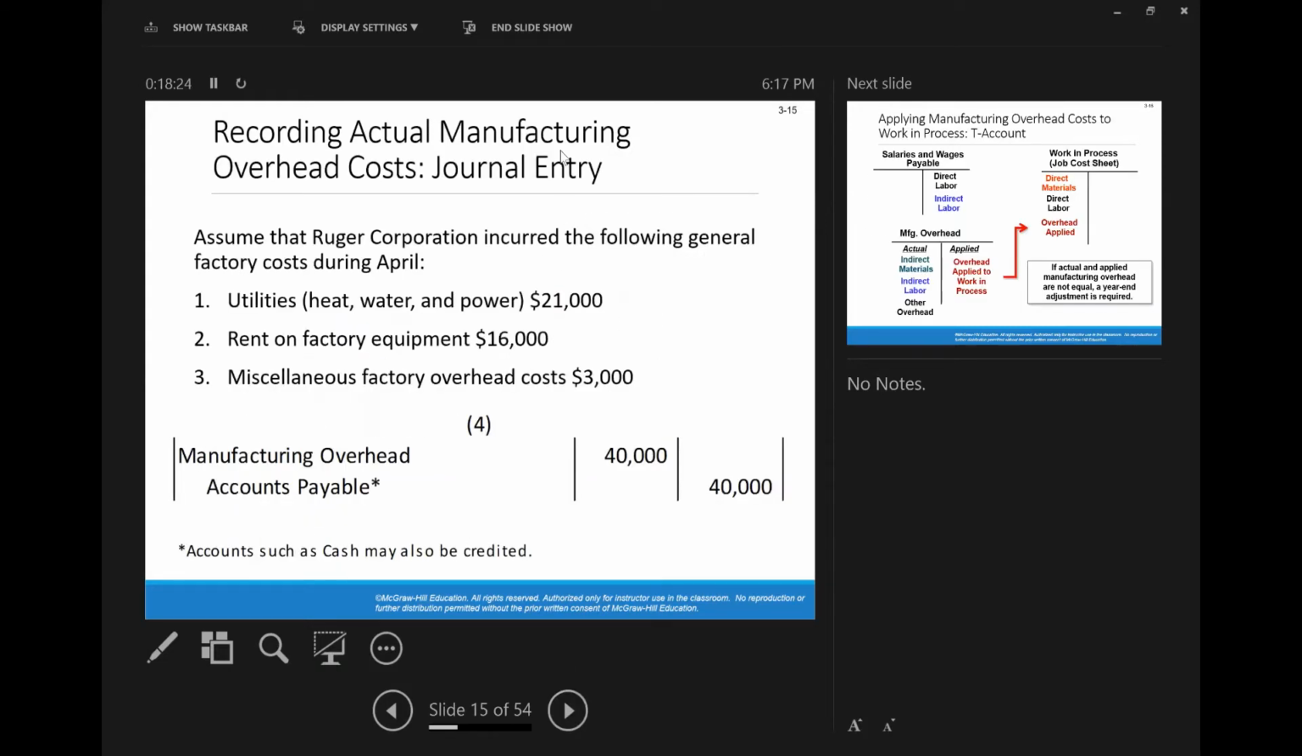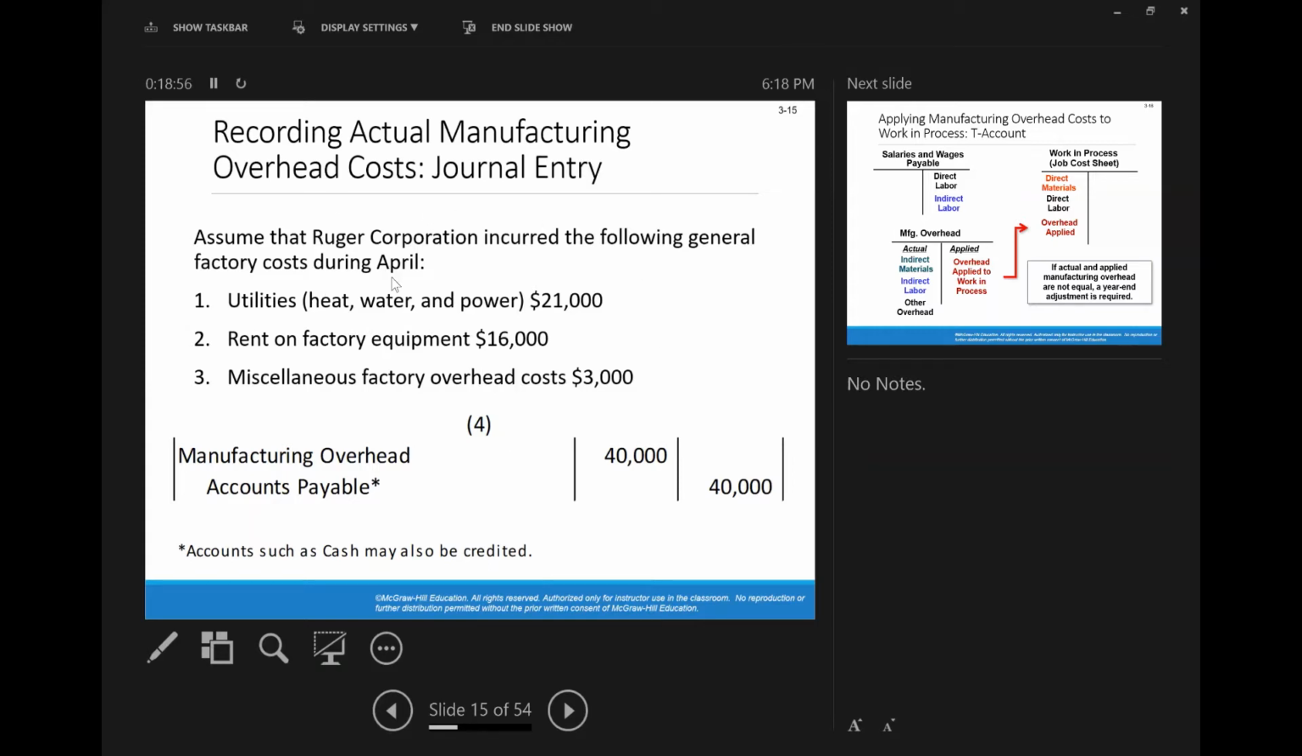Okay, so here's the other. Assume that Rugger Corporation incurred the following general factory costs during April. We had utilities of 21,000, rent on factory equipment, 16,000, miscellaneous factory overhead costs of 3,000. So these costs are all our overhead costs. The overhead cost has that indirect material, indirect labor, and then these other costs that flow into manufacturing overhead.